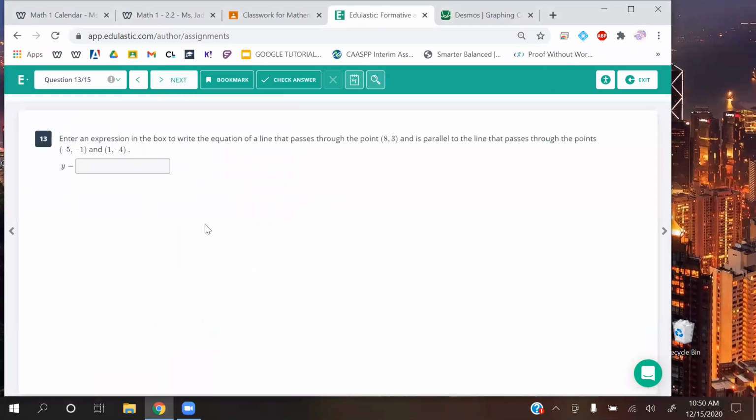Next, enter an expression in the box and write the equation of a line that passes through the point (8, 3) and is parallel to the line that passes through those points. So if we want parallel, we want to find the slope and then use the same slope, because parallel means same slope. So we need the slope passing through those two points. Here's the formula: y2 minus y1 over x2 minus x1. Remember that if you're subtracting your y values, that's essentially the rise. If you're subtracting your x values, that's essentially the run. So this is rise over run.